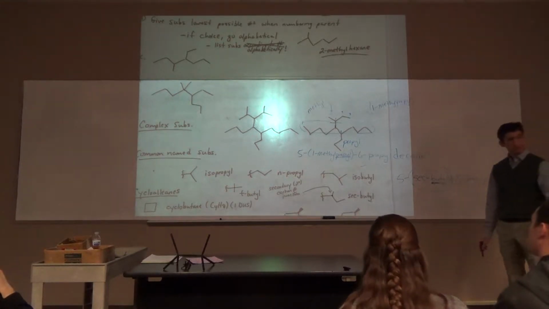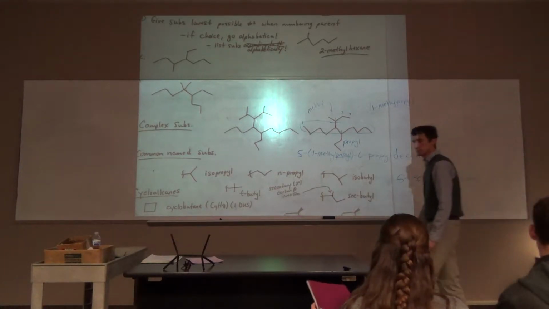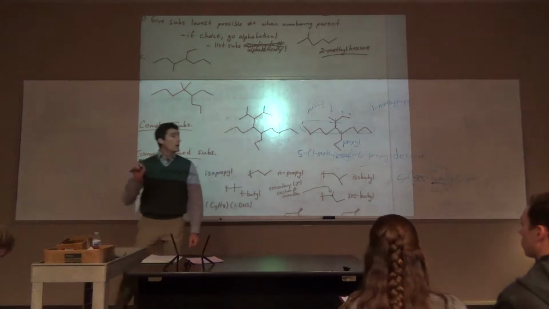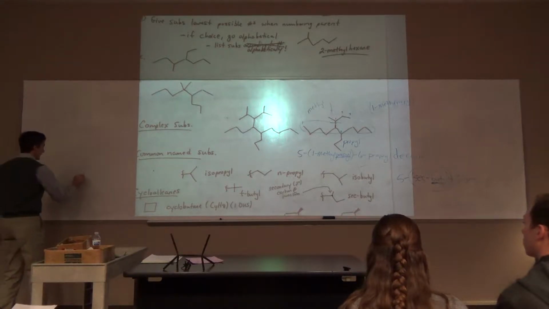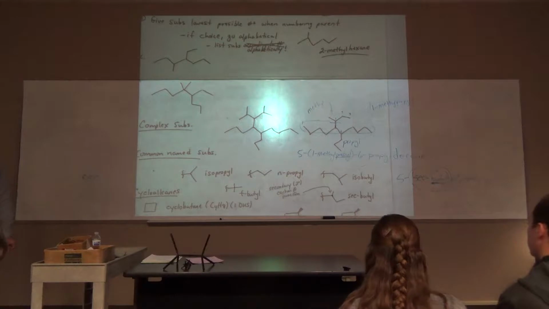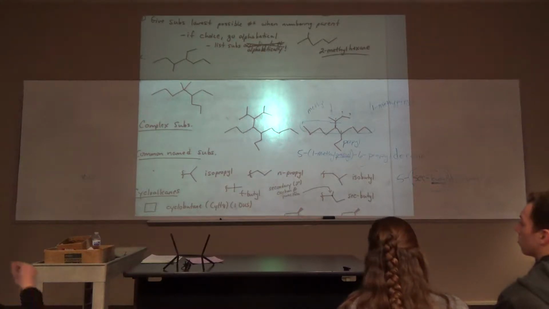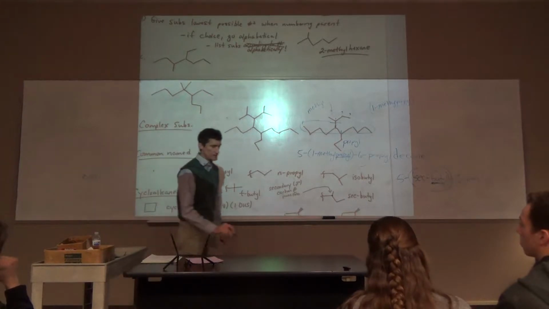Question here? When you have subs like chloro, what about iodine? Iodo. Yes. Fluoro, chloro, bromo, iodo. That's how the halogens are named.